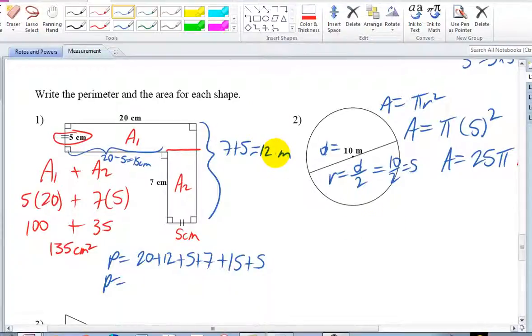Okay, add up all the perimeter. Who's got it? Yes, Chrissy? 59 centimeters. Good. Okay, for a circle then, let's see the circle.